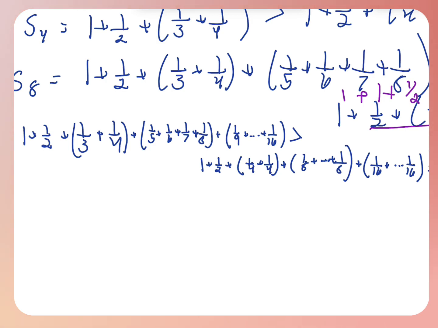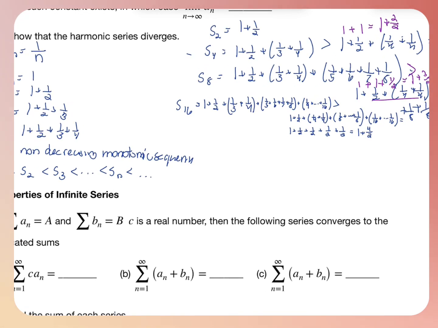Okay, so now notice the pattern here. Our S of 2 term was 1 plus a half. Our S of 4 term was 1 plus 2 over 2. Our S of 8 term was 1 plus 3 over 2. Our S of 16 was 1 plus 4 over 2. So notice that we have our S of 2 to the n power is greater than 1 plus n over 2.